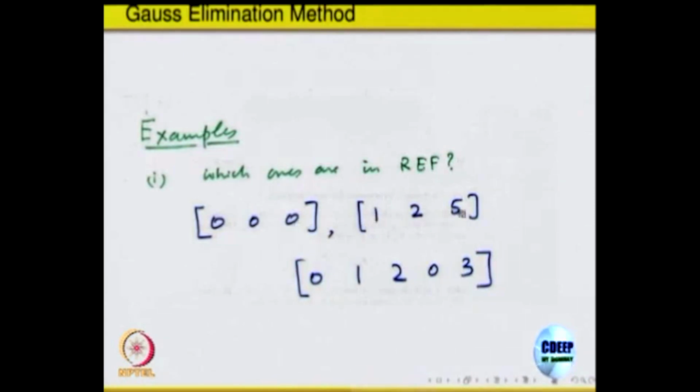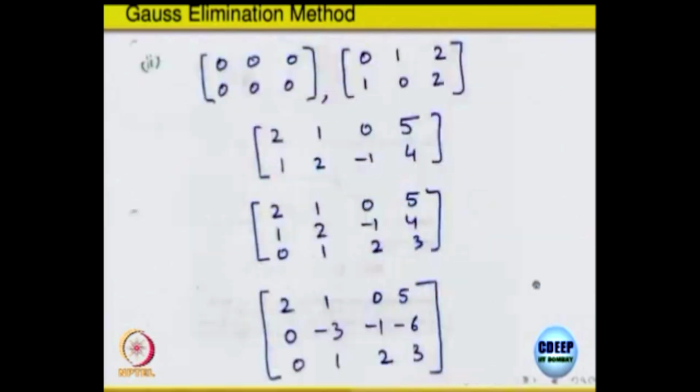Let us look at this 1, 2 and 5. Is that in the row echelon form? Yes, it is. There is only one row which is non-zero, so fine. What about this one? That also is. Okay. Let us look at some more.